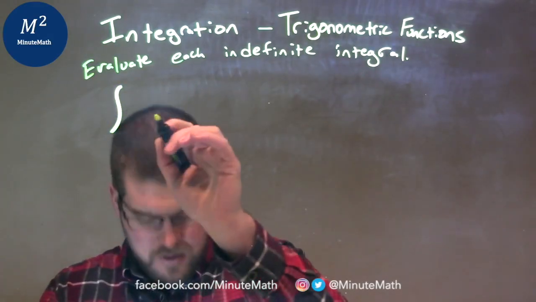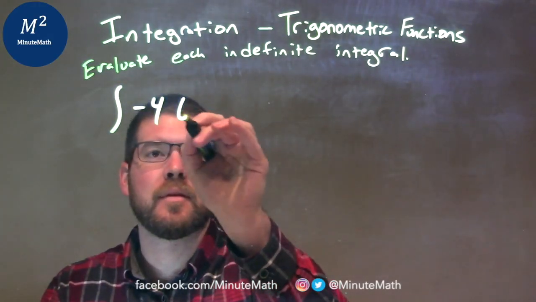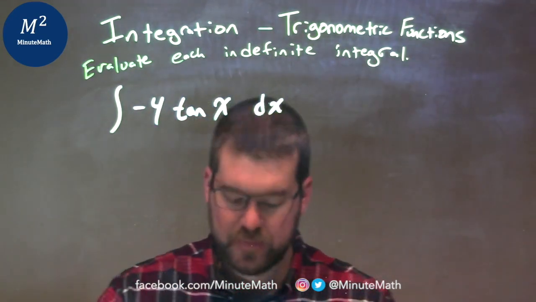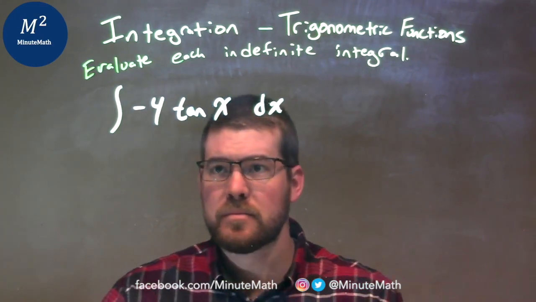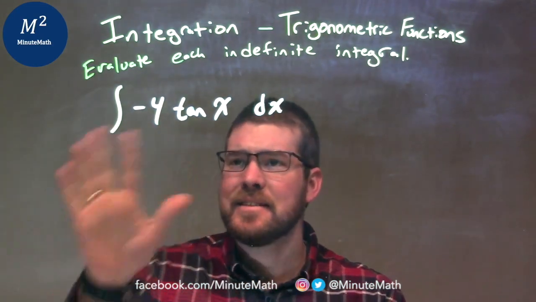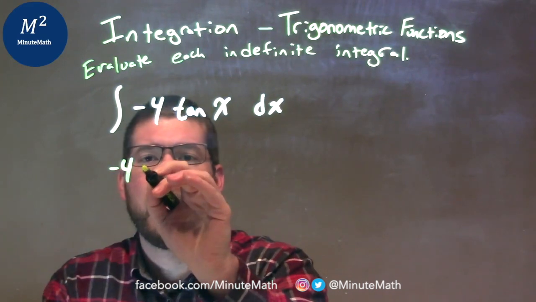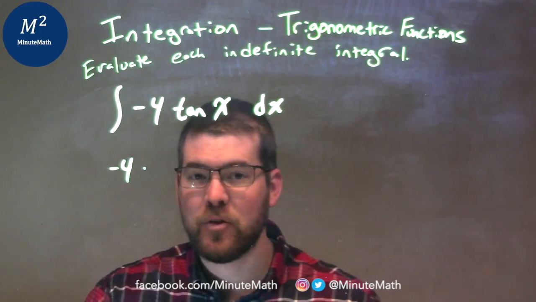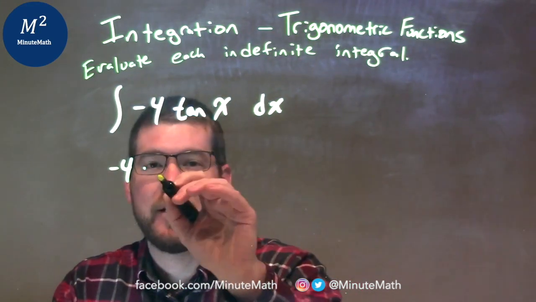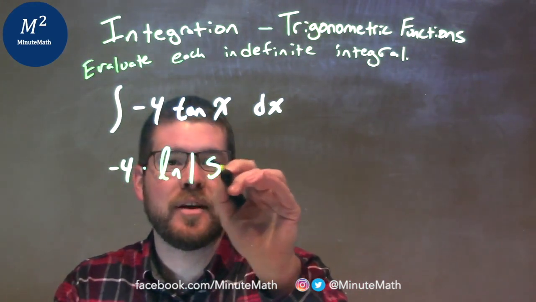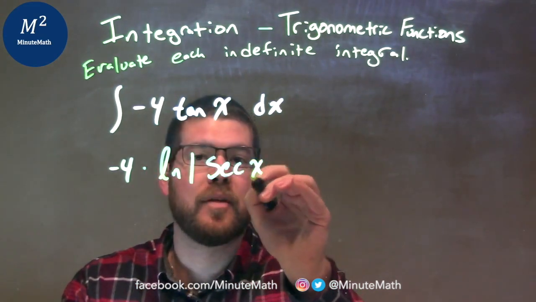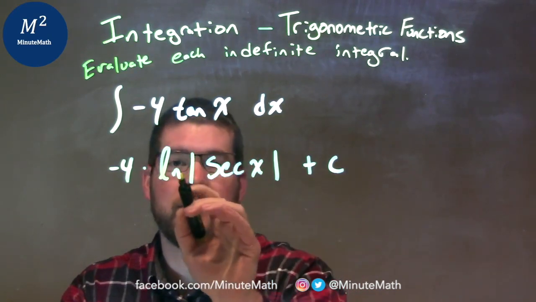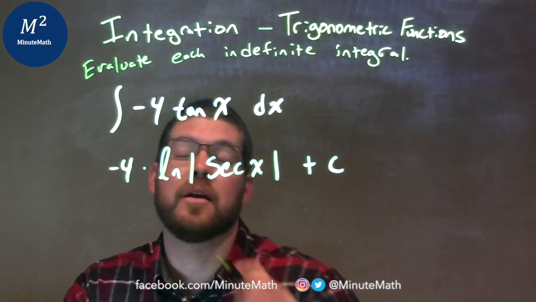The integral of negative 4 tangent of x dx. Okay? Well, what I want to do now is put the constant, the negative 4, out front. But I think, okay, what is the integral of tangent of x? Well, if you know our trig identity, the integral of tangent of x is the natural log of the secant of x. And now you don't forget a plus c. So again, the integral of tangent of x is the natural log of the absolute value of secant of x.